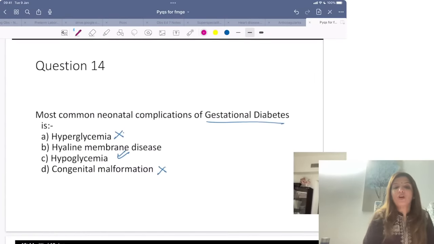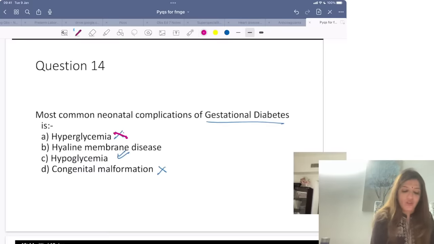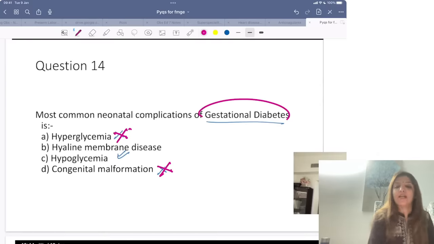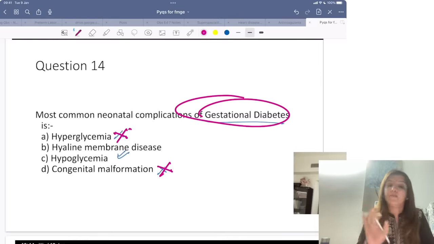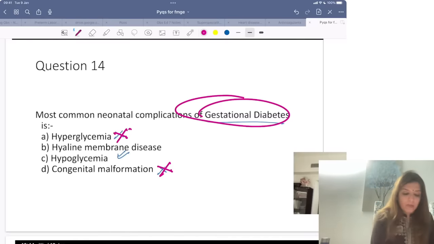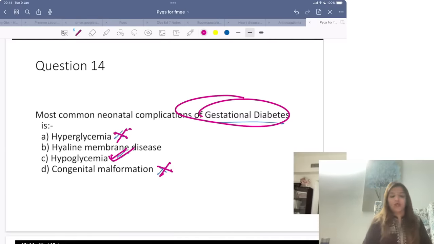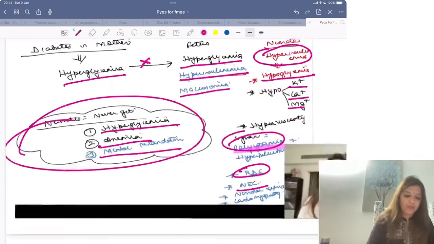So, most common complication of gestational diabetes. Is hyperglycemia a neonatal complication? No. Is congenital malformation ever seen in babies of gestational diabetes? No. Congenital malformation is seen in pre-gestational diabetes. So remember, the most common neonatal complication of gestational diabetes is hypoglycemia. Right? Clear to all of you? Next question.